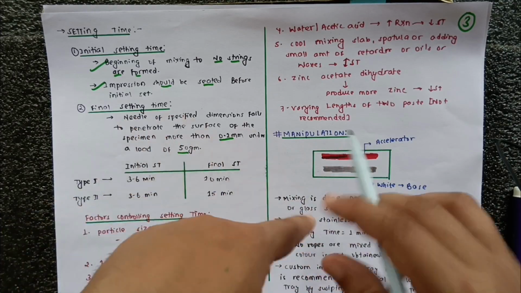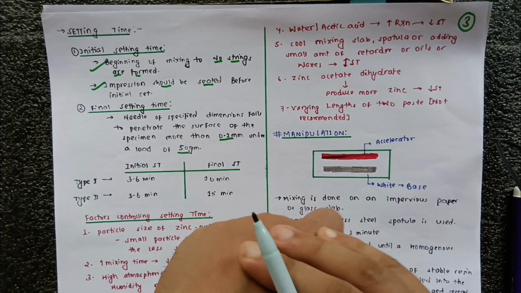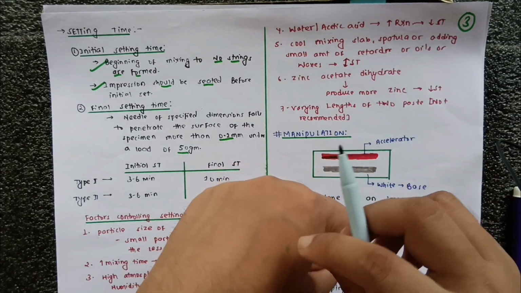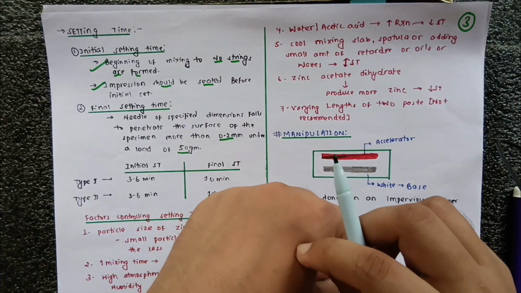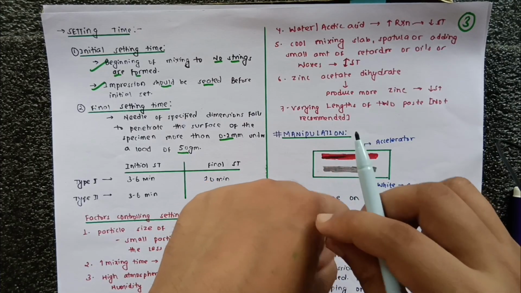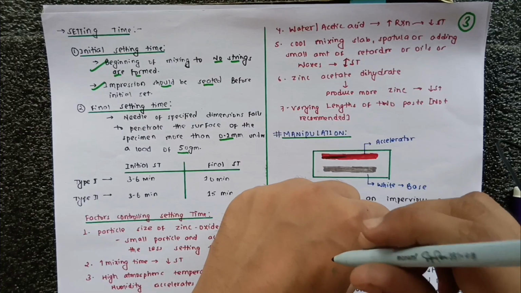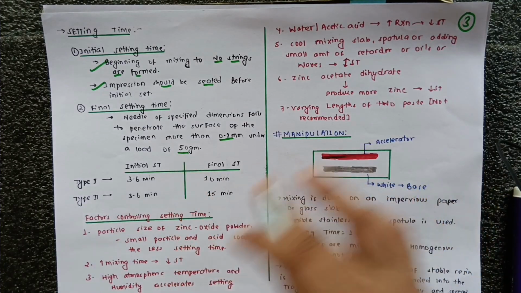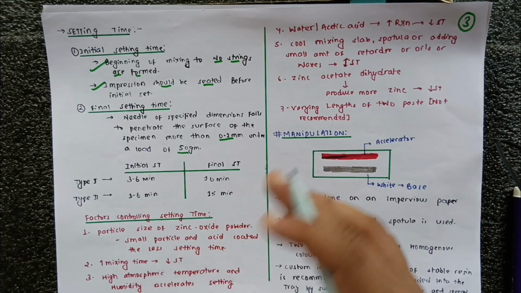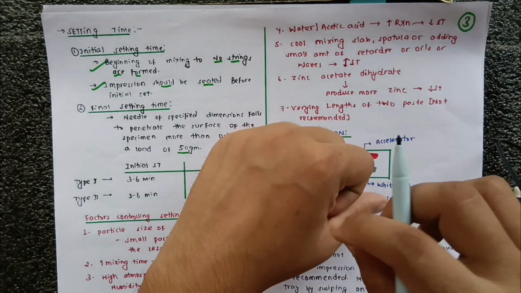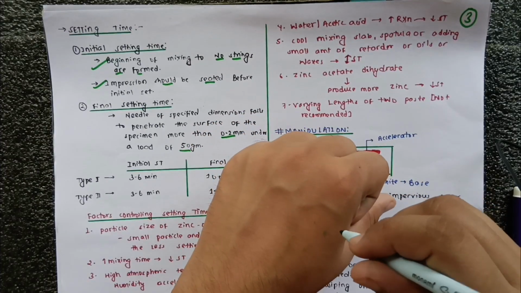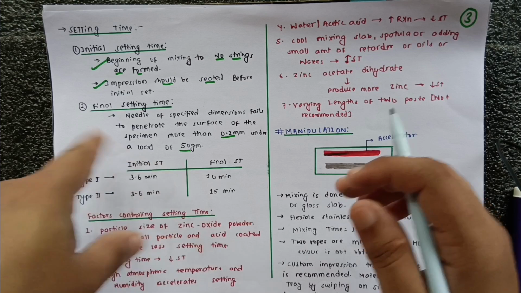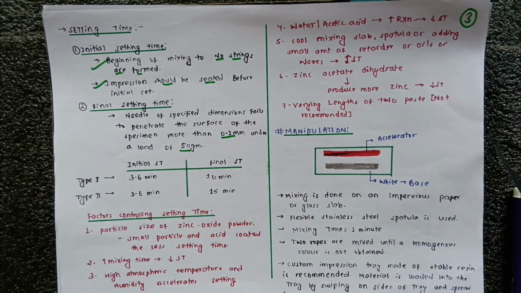The specimen means this mixed zinc oxide eugenol paste. After mixing the zinc oxide eugenol paste, we take a minimum of 0.2 mm thickness of paste and apply the load of the needle, and the load of the needle should be 50 gram. So the thickness of the specimen and the 50 gram load are applied on it, and it is not being disturbed. That is the final setting time, which is important.